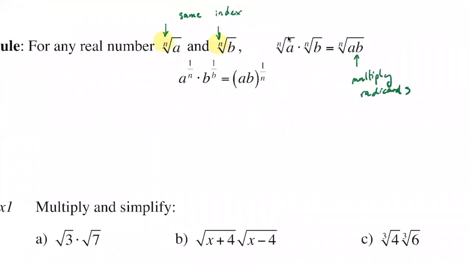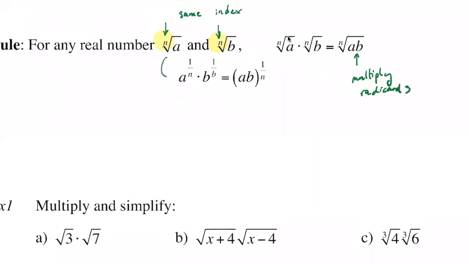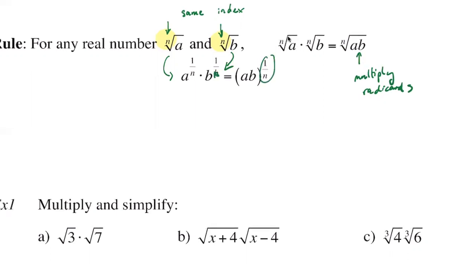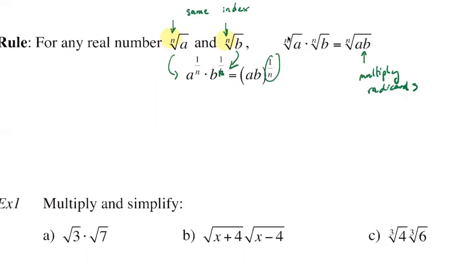In 7.2, we also learned rational exponent form from radical form. The nth root of a is the same thing as a to the power of 1 over n, and the nth root of b is the same as b to the power of 1 over n. When we multiply them, that's the same thing as a times b to the same power of 1 over n. That's using properties of exponents. So that's what this lesson is: you multiply two radical expressions and make sure the index is the same.